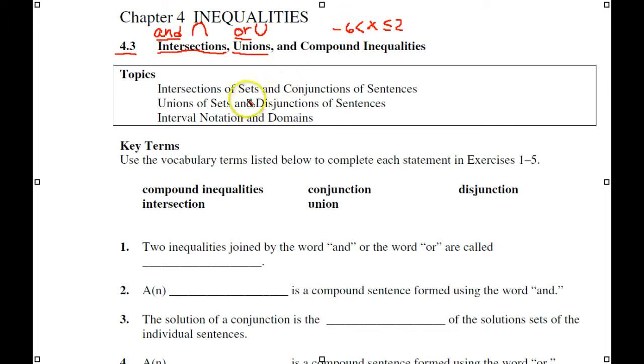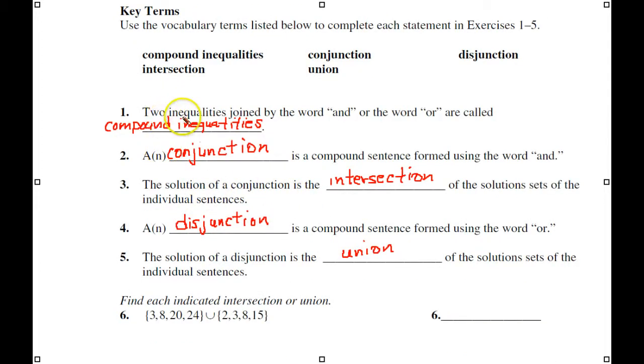So our protocol of what we do is to look at these words and see if we can fit them into our sentences. Definitions. So going over these, again, it's sort of a review of what we did. Two inequalities joined by the word and, or the word or, are called compound inequalities. A conjunction is a compound sentence formed using the word and. So this would be associated with an intersection, which is number 3. The solution of a conjunction is the intersection of the solution set of the individual sentences.